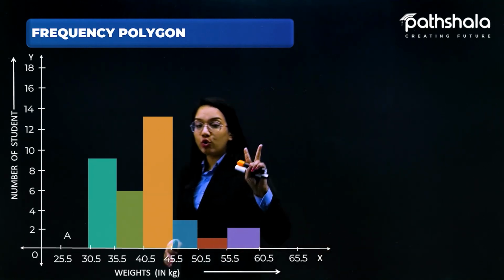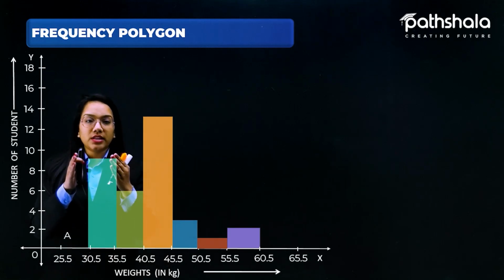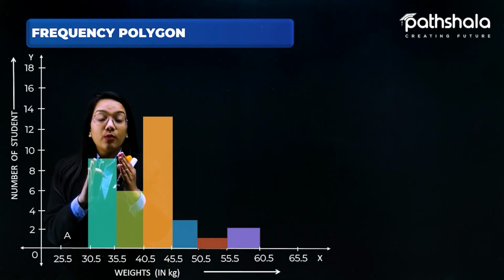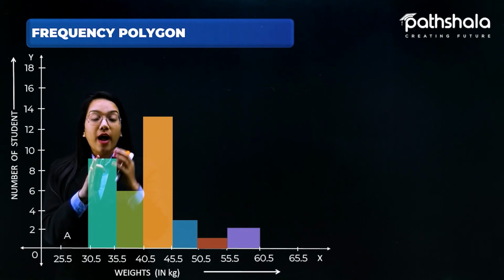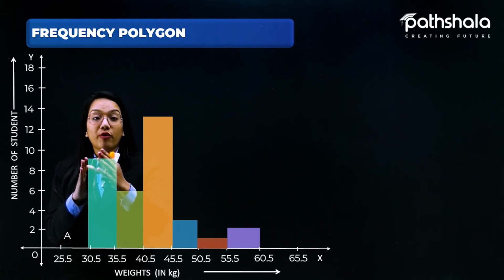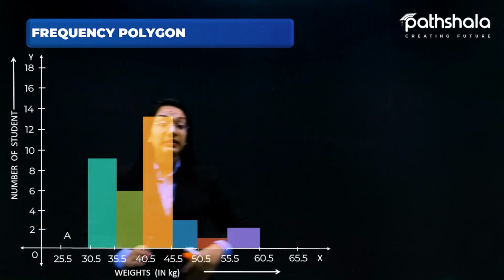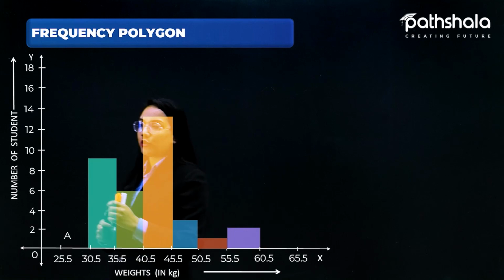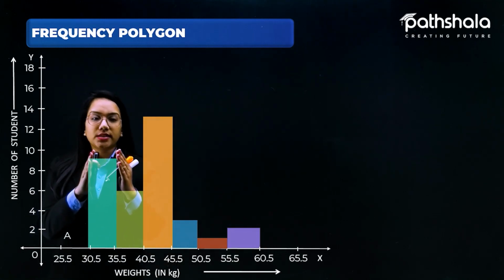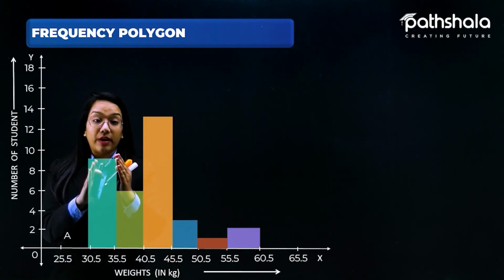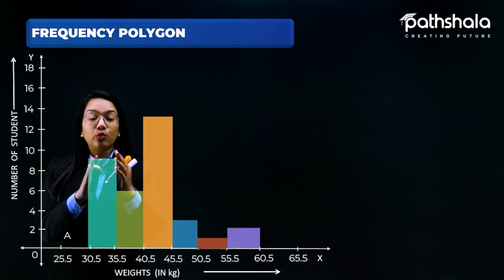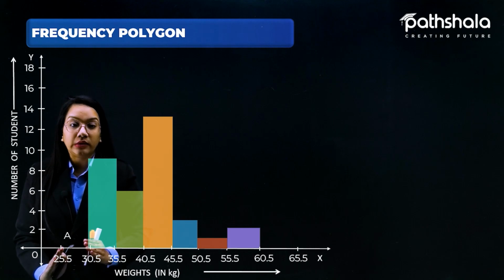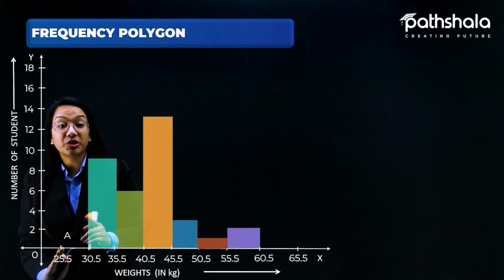Moreover, we have to do two extra steps over here. Since we are starting from the interval 30.5 to 35.5, we also have to look for the midpoint of its preceding class and that of the succeeding class at the end. Since the classes start from 30.5 to 35.5, I also have to look for the midpoint of the class interval 25.5 to 30.5, which is the class preceding this one.